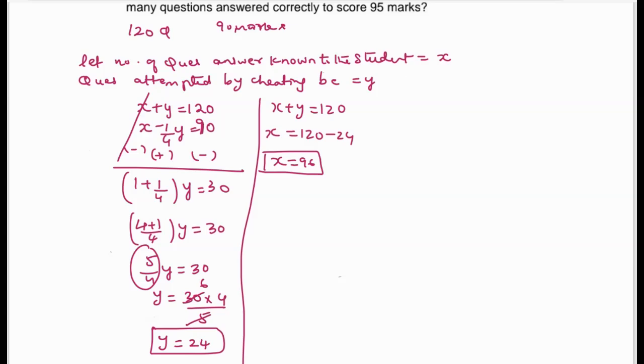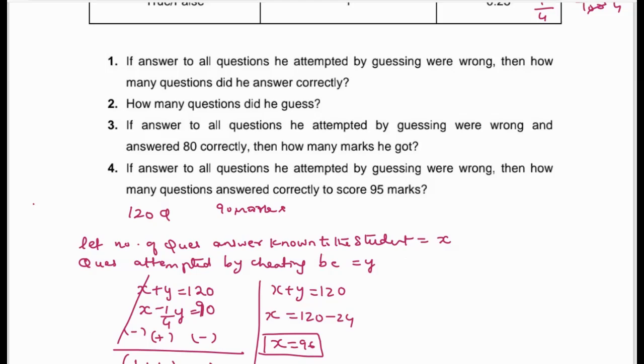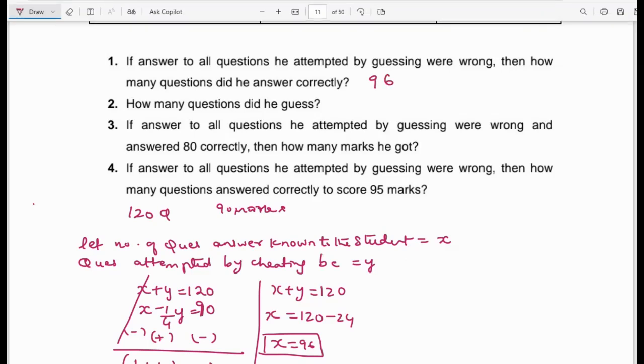Okay. So now next, what is it that they are asking you to find here? The question is, if the answers to all questions he attempted by guessing were wrong, how many questions did he answer correctly? He answered 96 questions. Then the second one, how many questions had he guessed? He guessed 24 questions.